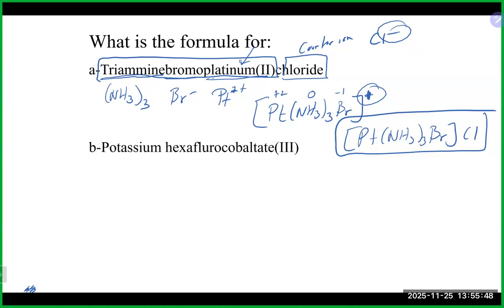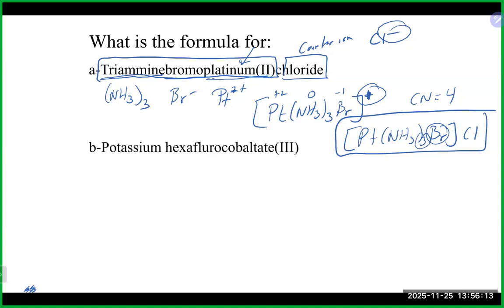Any questions on that one there? Coordination number of this one would be 4 in this case. 3 ammonias each attach in one place and 1 bromine there also attaches in one place. So the coordination number here would be 4. Any questions on that one there?